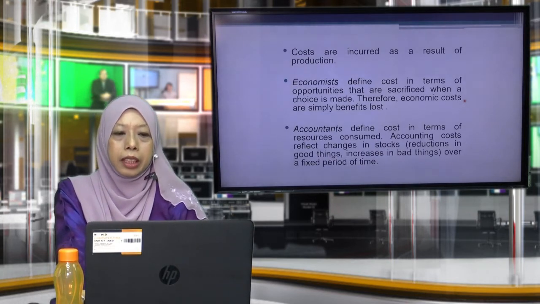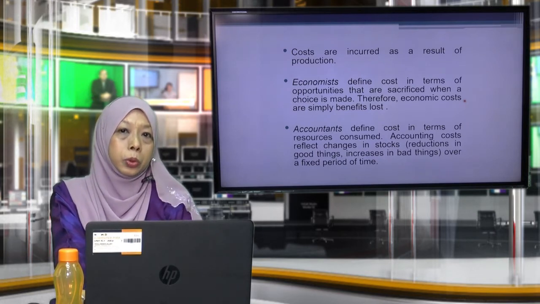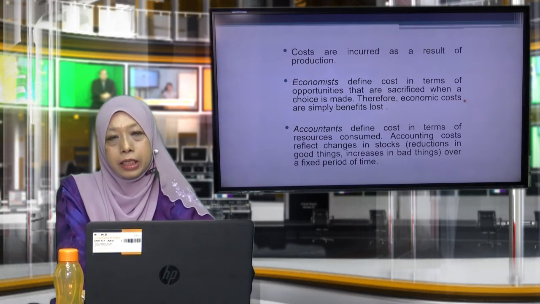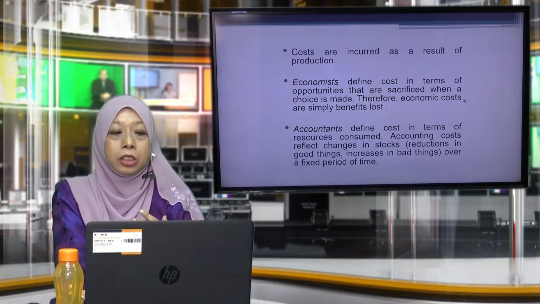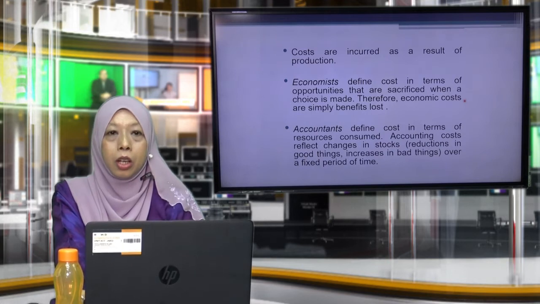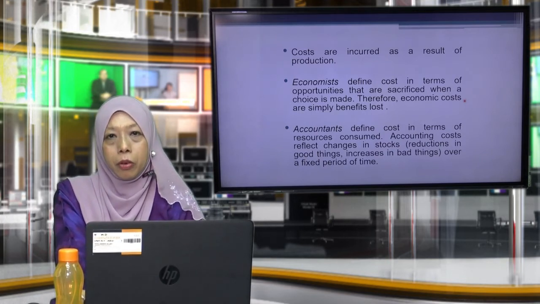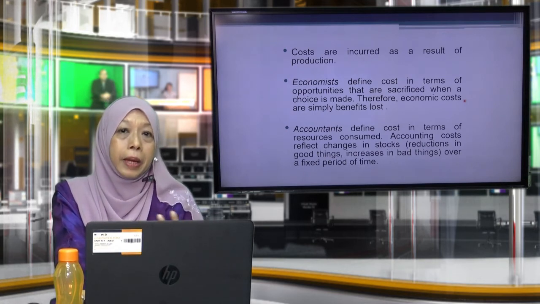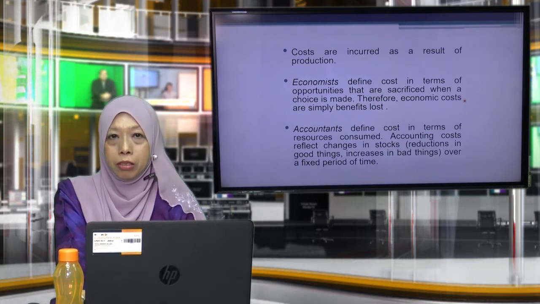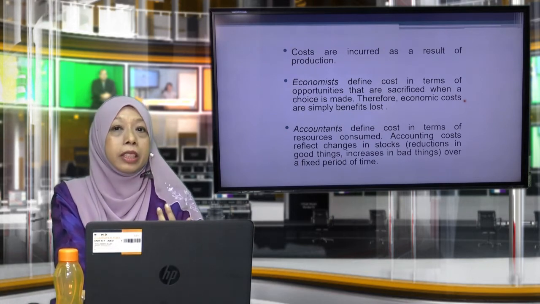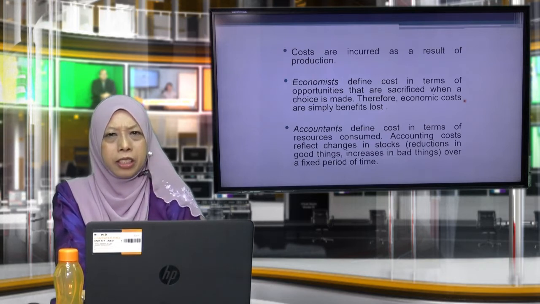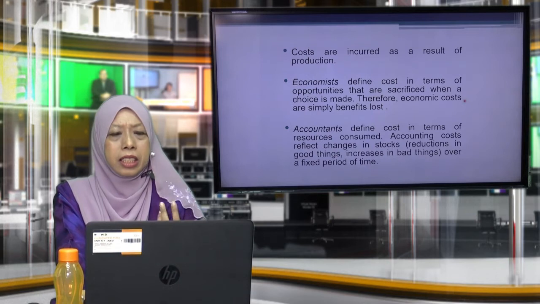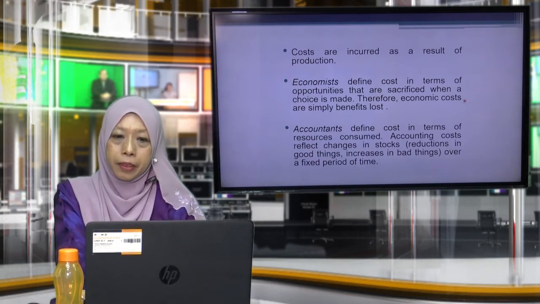So let us look at how economists and accountants define costs. Costs are incurred due to the production process. As I mentioned just now, the two groups of people, economists and accountants, see costs differently. Economists define costs in terms of opportunities that are sacrificed when a choice is being made. Therefore, economic costs are simply the benefits that are lost. But accountants define costs in terms of the resources that have been consumed. Accounting costs reflect the changes in stocks, for example, reductions in good things and increases in bad things over a fixed period of time.